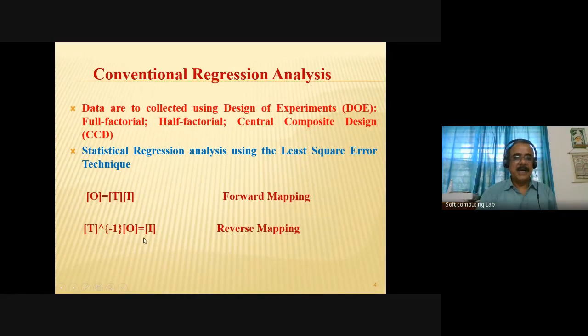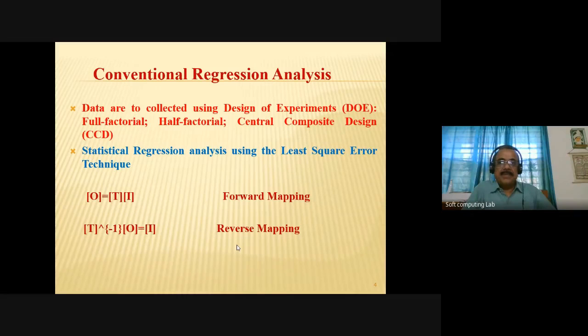Now here the output is known, and I have to select that particular set of inputs so that I can reach the desired set of output. So T inverse multiplied by the output matrix is nothing but I. That is called the reverse mapping.